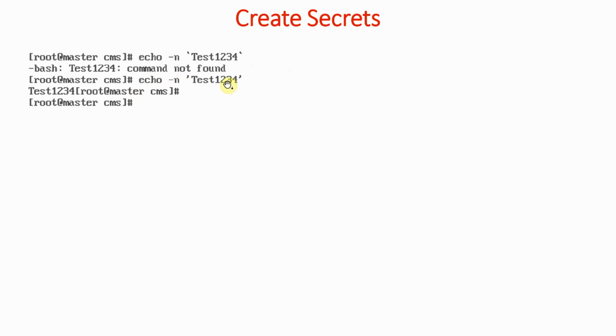So echo minus n, this is correct, because later on when we are creating the secret we have to put the values in certain variables. We are going to see how to do that. In our case we just wanted to show that please do not use this type of quote with the echo command. You have to use this type of quote with the echo command.